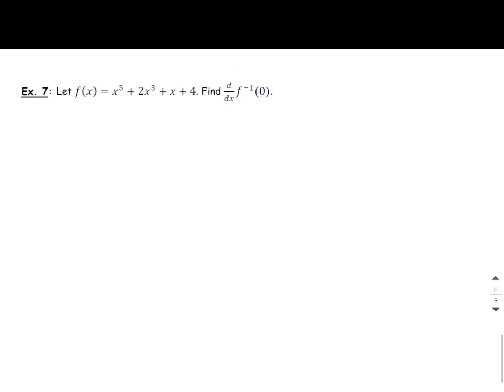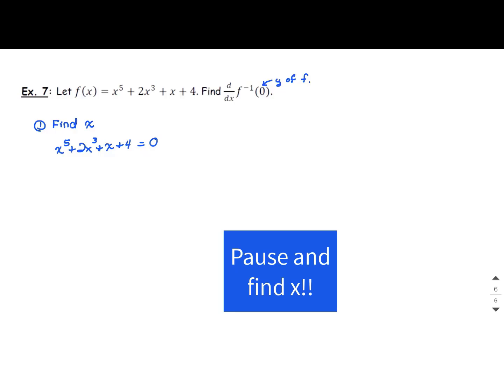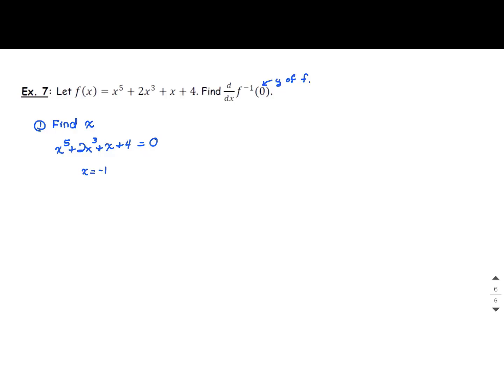Okay, last one. So here's f of x, and we want the derivative with respect to x of f inverse of 0. Now this 0 is a y of f. So the first thing we need to do is find the matching x value. So x to the 5th plus 2x cubed plus x plus 4 equals 0. You can use your C poly roots, you can use your graph, whatever you want to do. Find that root, and it should be negative 1, okay? Next step, we find f prime of x.